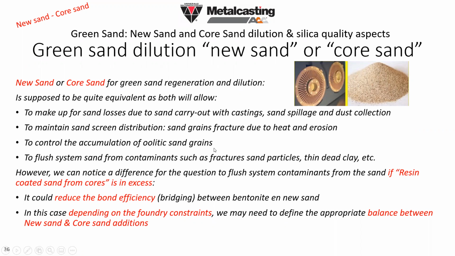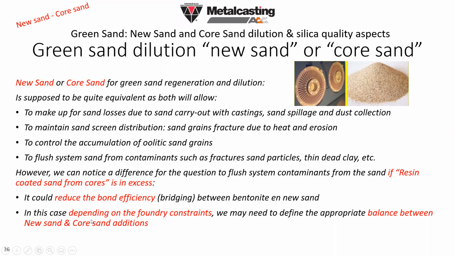Also, to control accumulation of oolitic in sand grain, as I was explaining before, and to flush system sand from contaminants such as fractured or thin dead clay, etc. So again, it's supposed to be quite equivalent. However, we can notice a difference for the question of flushing system sand contaminants from the sand if the resin-coated sand from core is in excess. Then, if it is in excess, it could reduce the bond efficiency, the bridging effect between sand grain, between bentonite and the new sand, in fact.